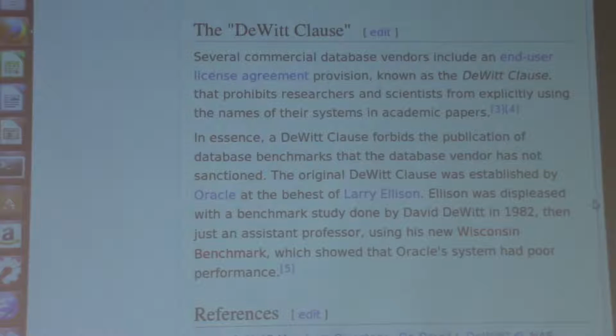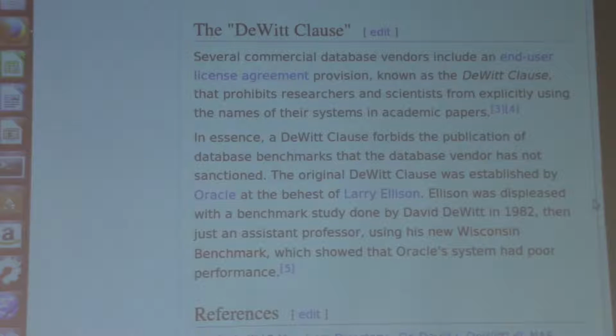there's a thing called the DeWitt clause. Read this. What the DeWitt clause says is, if you try to write a research paper, or even if you post performance numbers on your website, you cannot say Oracle is bar 1, Oracle bar 2, Microsoft SQL Server bar 3. Open source is fine, like MySQL, Postgres, that's okay. You have to call Oracle DBX, you have to call Microsoft DBY.